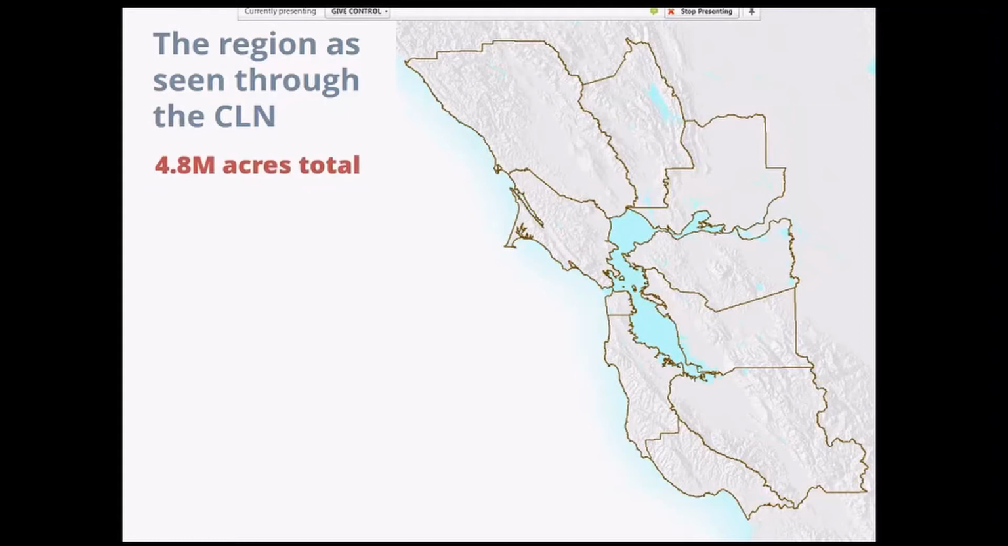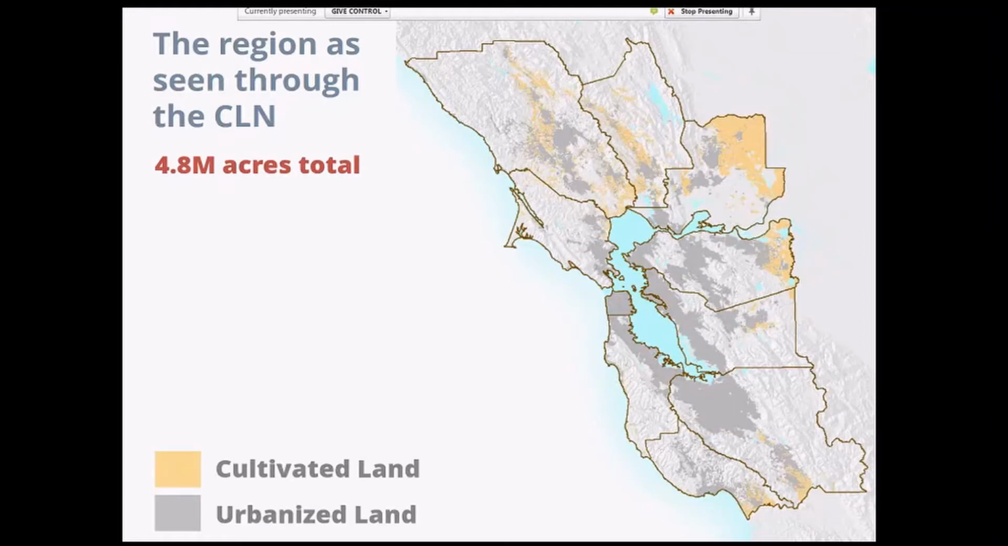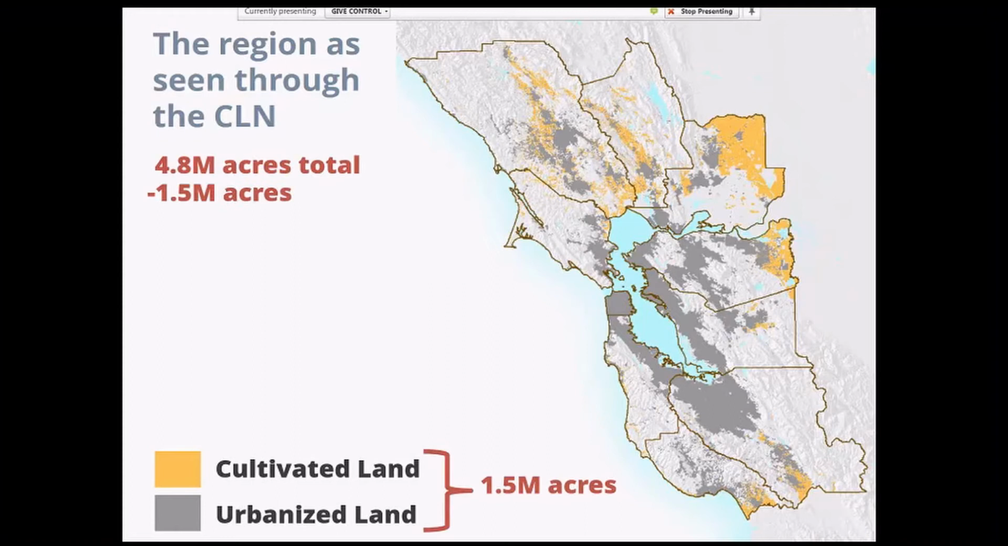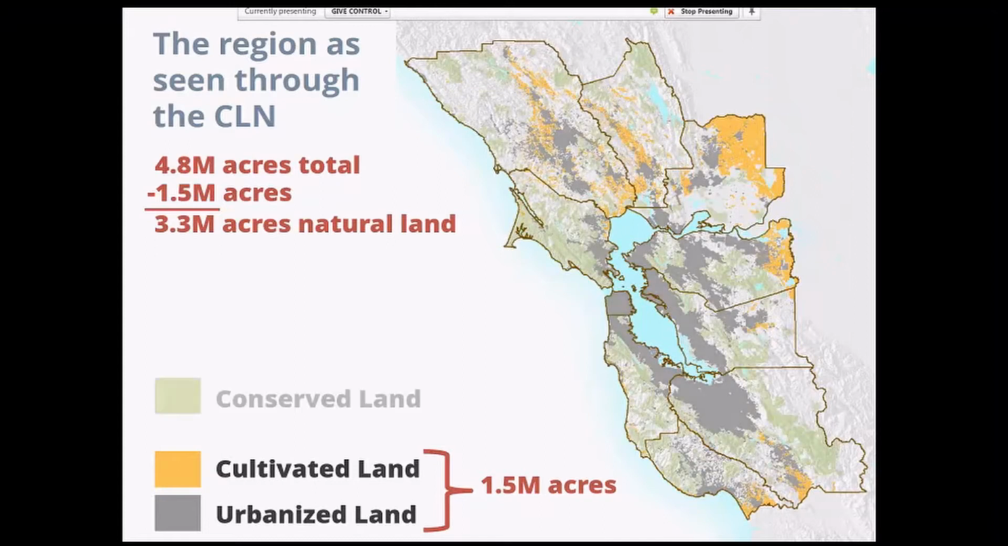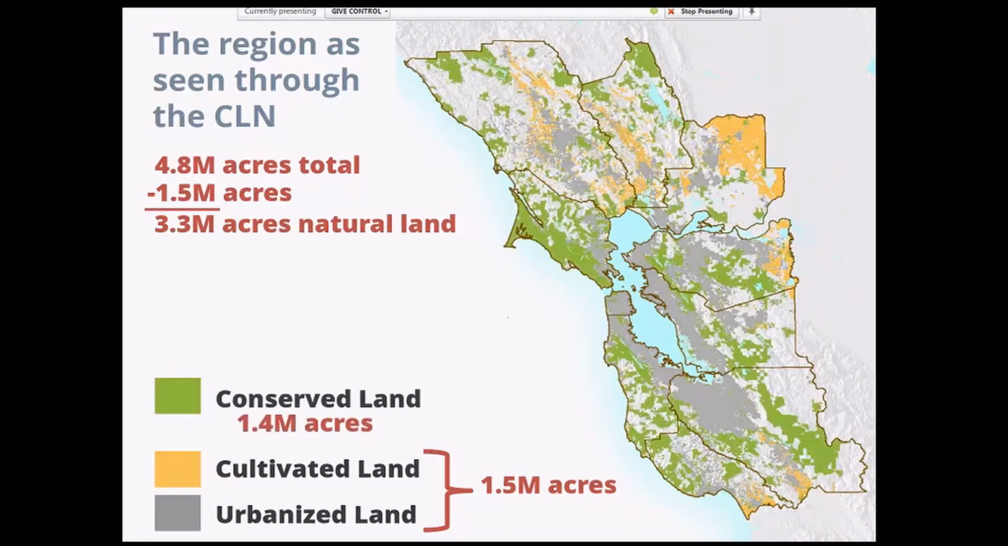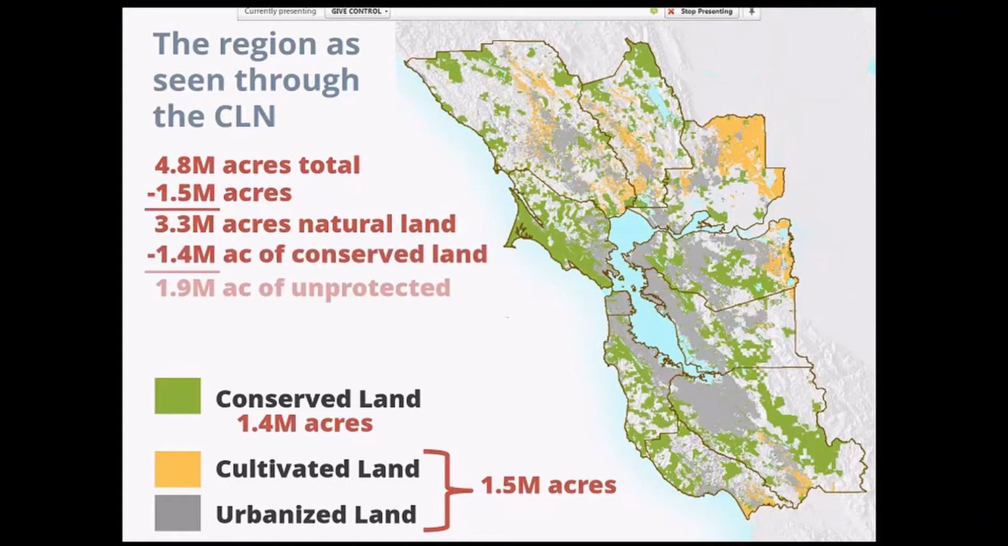So what you're looking at is about 4.8 million acres of terrestrial land, and about 1.5 million acres have already been converted, either as cultivated land or urbanized land, which leaves 3.3 million acres of natural or semi-natural land. And as I mentioned, about 1.4 million acres have been conserved as parks, preserves, and working ranches with conservation easements, which leaves about 1.9 million acres of unprotected or unconserved land.